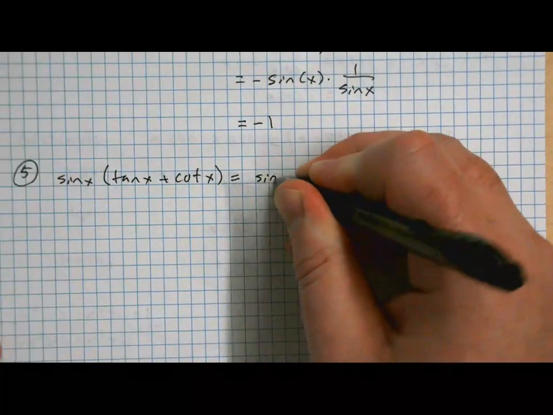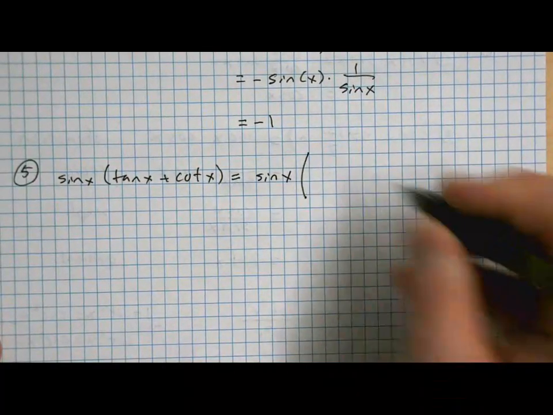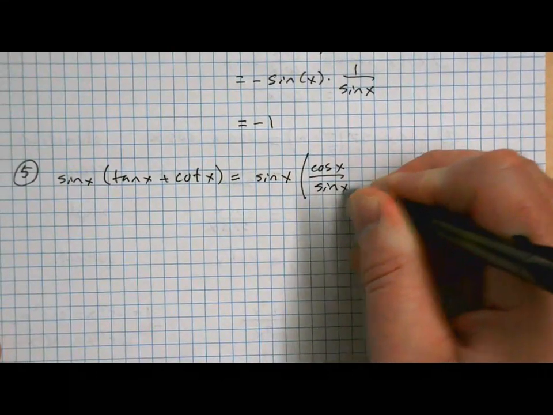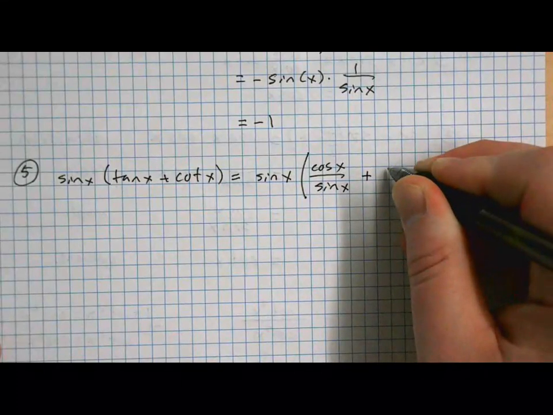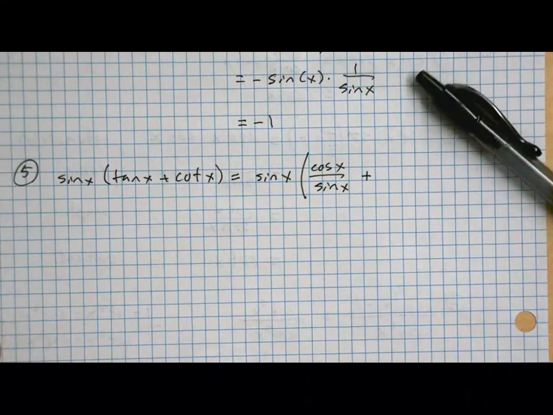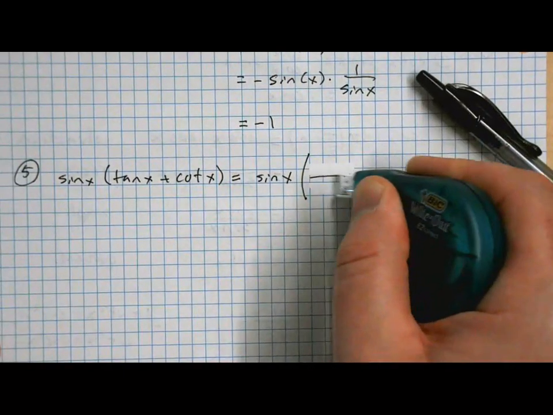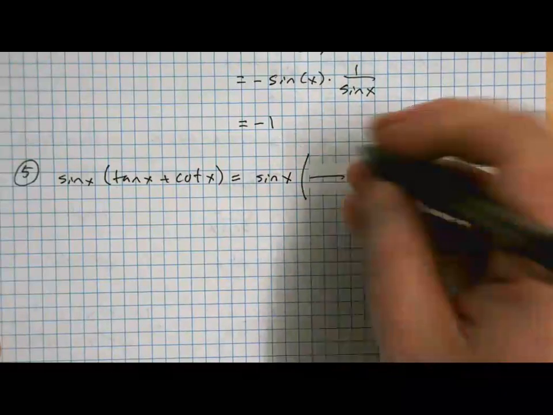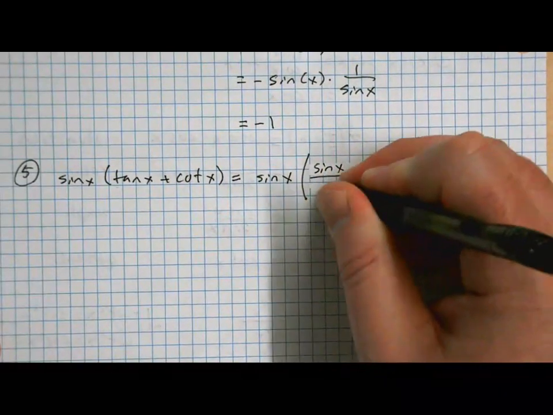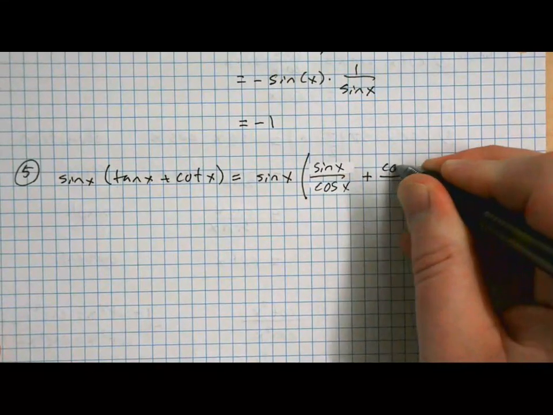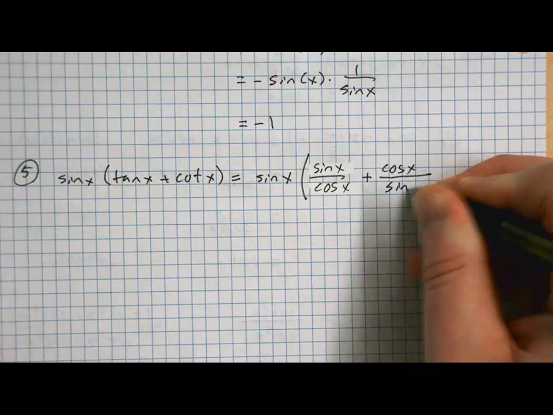So tangent is cosine over sine. Cotangent, I got that backwards. Darn it. Tangent is sine over cosine. I'm rusty. And cotangent is cosine over sine.